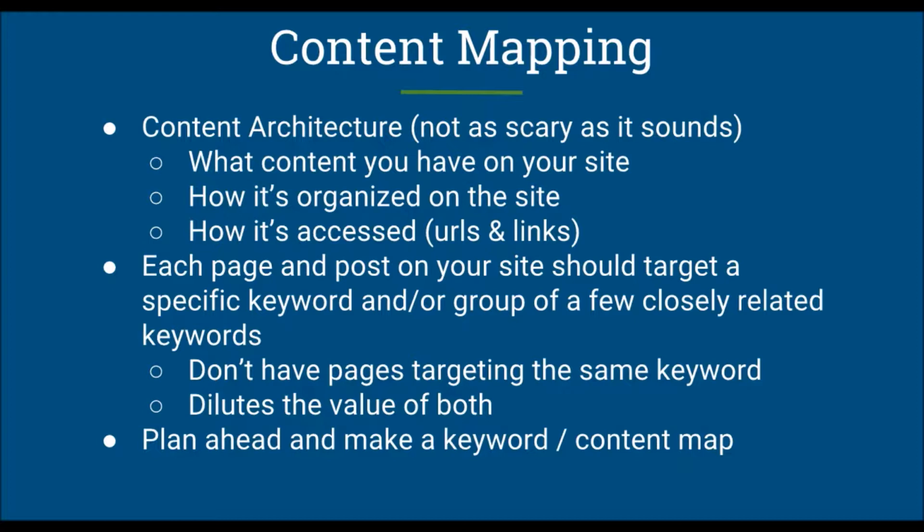Content mapping, or sometimes referred to as content architecture, is essentially thinking about three things: what content you have currently on your site, how it's organized on the site, and how it's accessed. So those URLs we talked about, as well as linking.